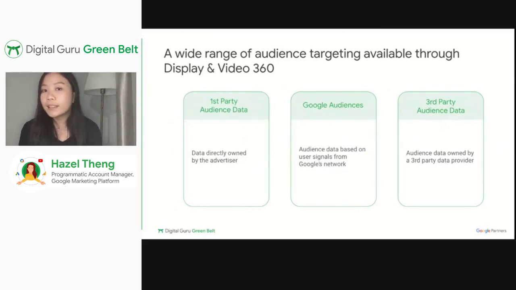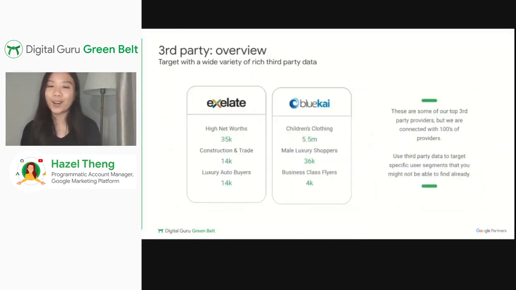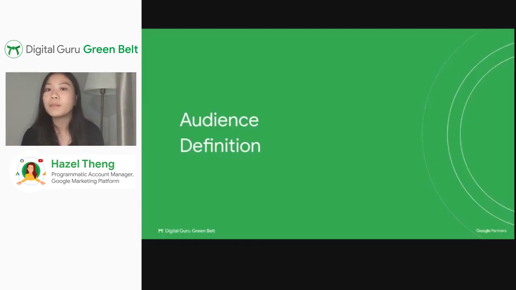Alright, so last but not least, we have third-party audience providers. You can target a wide variety of third-party data segments within DV360. We are connected with hundreds of data providers. And you'll be able to use these third-party data providers if you're not able to find segments within our Google affinity as well as in-market segments that fit your needs.